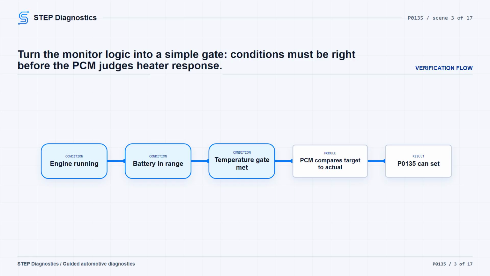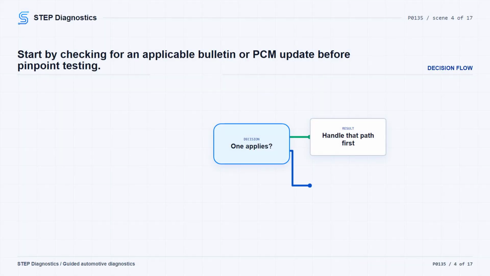The set logic is command versus response. The PCM detects that the difference between the actual O2 sensor heater element resistance or temperature and the target resistance or temperature is not within a calibrated threshold with the O2 sensor heater duty cycle above 89.8% for 90.0 seconds.